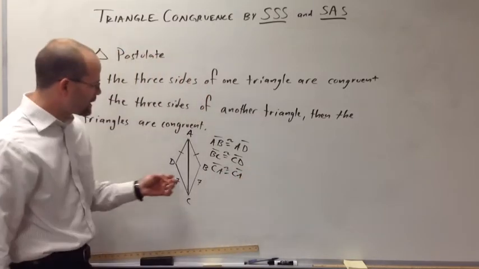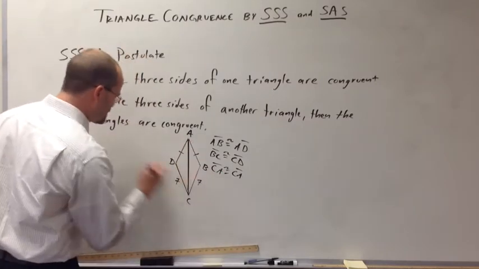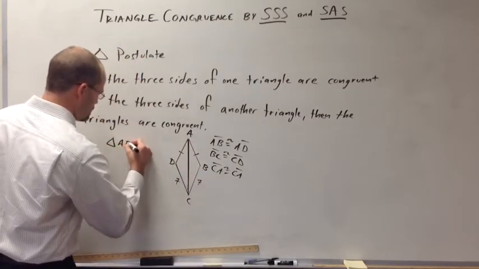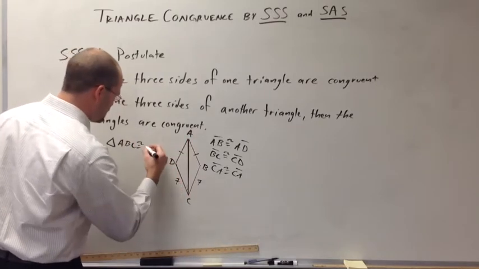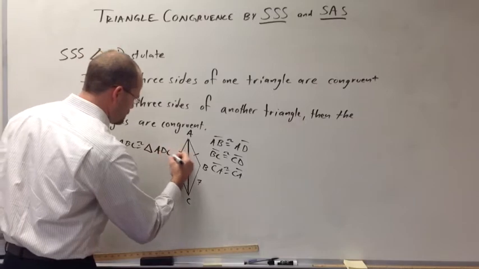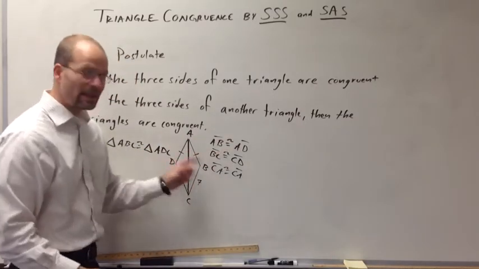So then the question is, how do we write the congruent statement? Which triangle is congruent to which triangle? Triangle ABC is congruent to triangle ADC. Notice the order in which we name the points. It's important that we name corresponding parts in the same order.